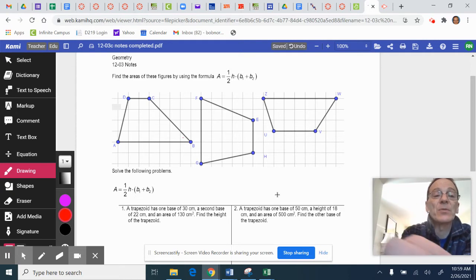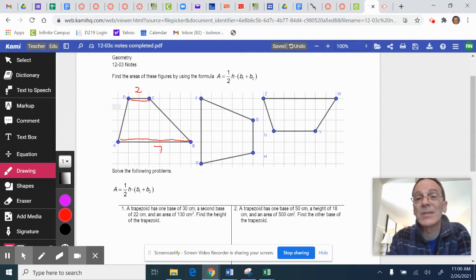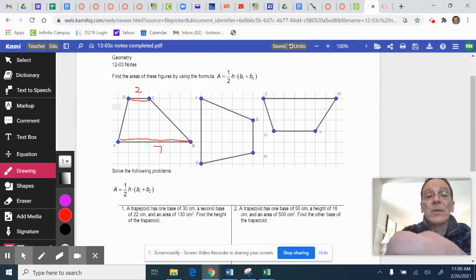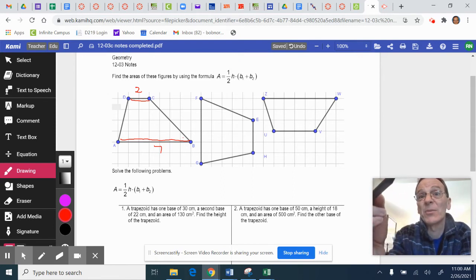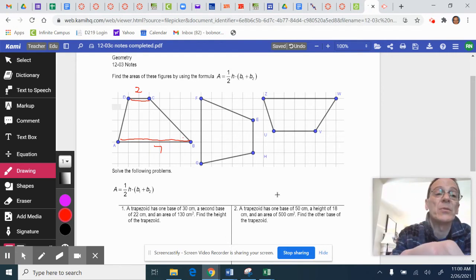So for trapezoid ABCD, the two parallel sides are AB and CD. How long is AB? 1, 2, 3, 4, 5, 6, 7. This one is 2. What is the height? The height is a segment that is perpendicular to both of the bases. Right? And if it's perpendicular to one, it's going to be perpendicular to the other for sure because the bases are parallel to each other. So where's the height? Well, we could draw it in lots of different places. I'll draw it in there.